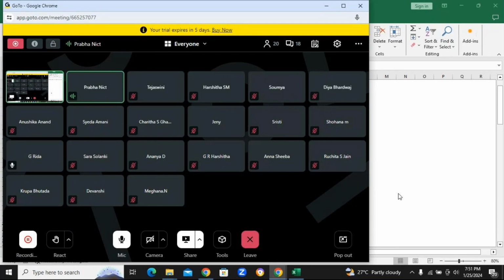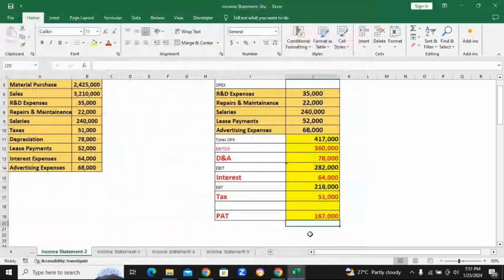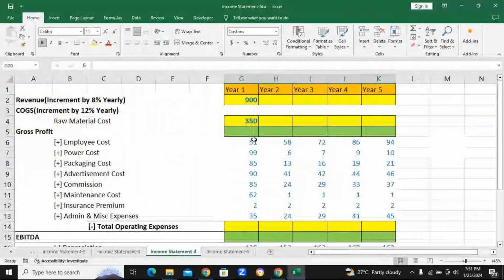Before we proceed further, I wanted you people to give a try and solve income statement 4. Okay, if not, also fine. If you are not able to solve it, next class I'll explain this and income statement 5 both. Okay, so I'll wind up the session for today.